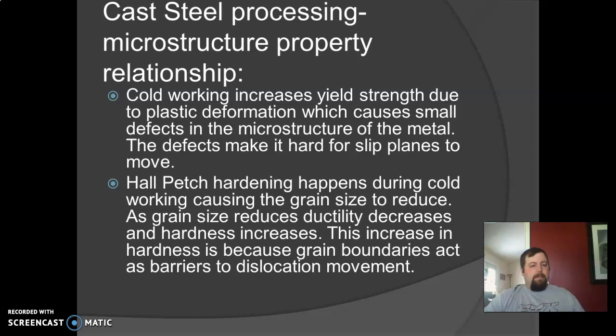Cast steel processing microstructure property relationship continued. Cold working increases yield strength due to plastic deformation, which causes small defects in the microstructures of the metal. The defects make it harder for slip planes to move. Hall-Petch hardening happens during cold working, causing the grain size to reduce. As grain size reduces, ductility decreases and hardness increases. This increase in hardness is because the grain boundaries act as barriers to dislocation movements.